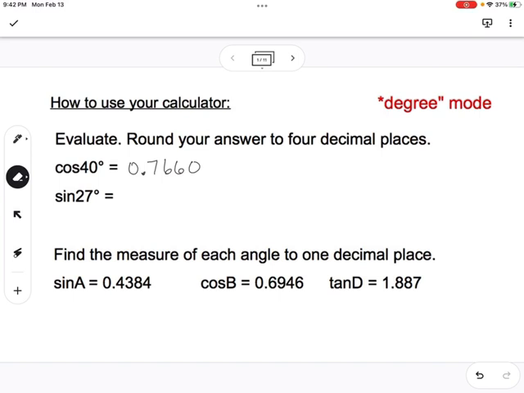The second one is sine 27. So in my calculator, I'm putting 27 sine. And we get 0.45399. We want 4 decimal places. We look at that 5th spot, see if we're going to be rounding up or leaving it the same. Since that's a 9, we want to round up. Rounding up the 9, we'll actually round this here. So we're going to end up with 0.4540.